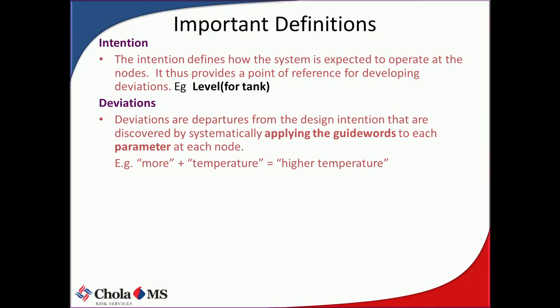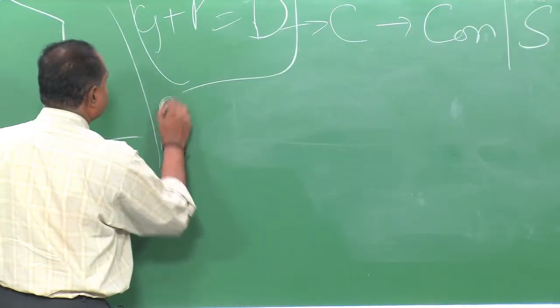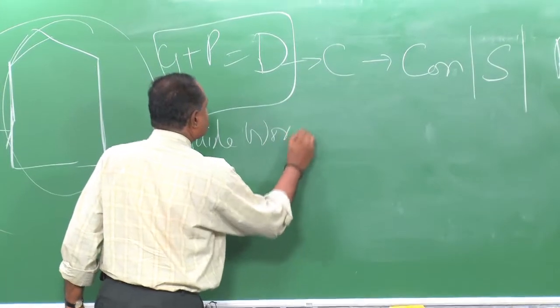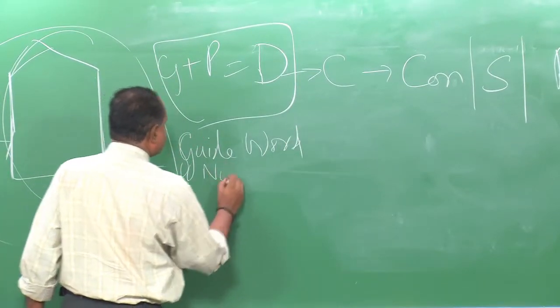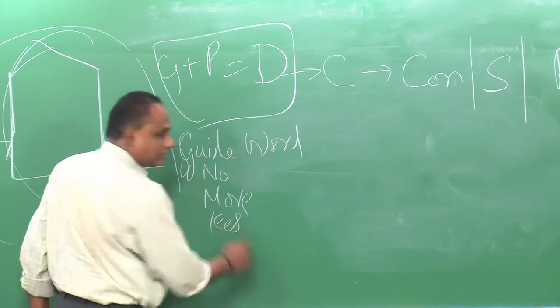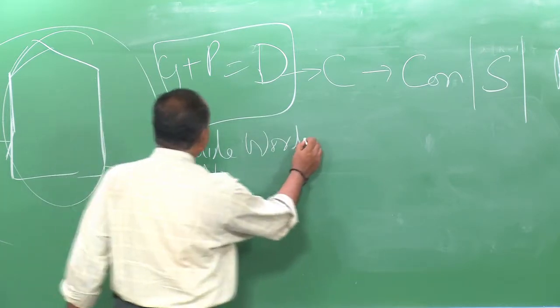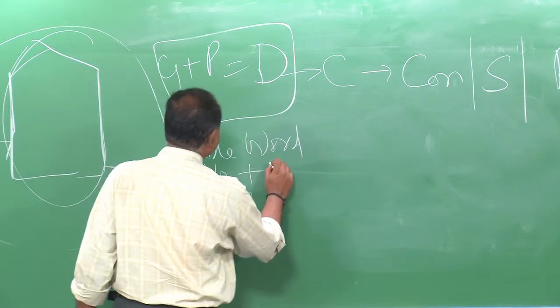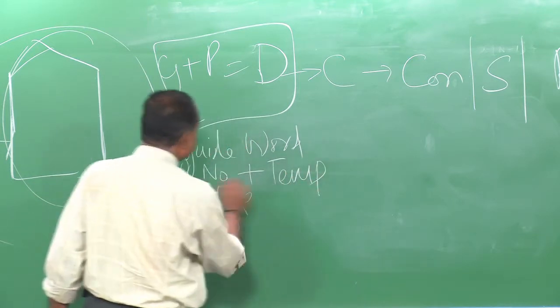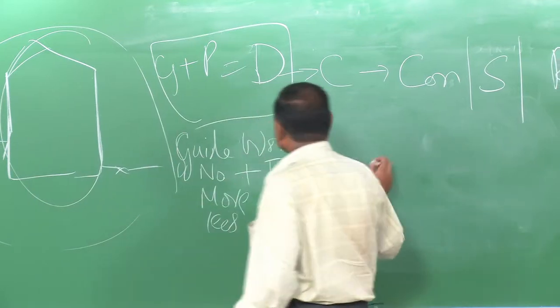G plus P. This is the guide word. Guide word can be no, more, less. There are 7 guide words. So guide word plus process parameter, maybe temperature. "No temperature" is what? That's a deviation.